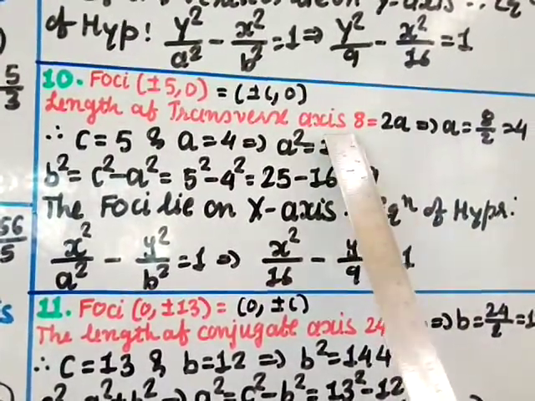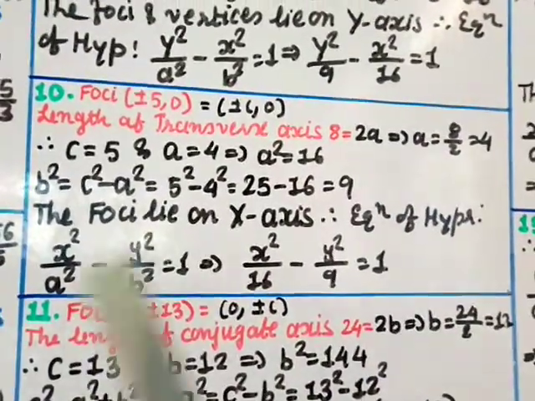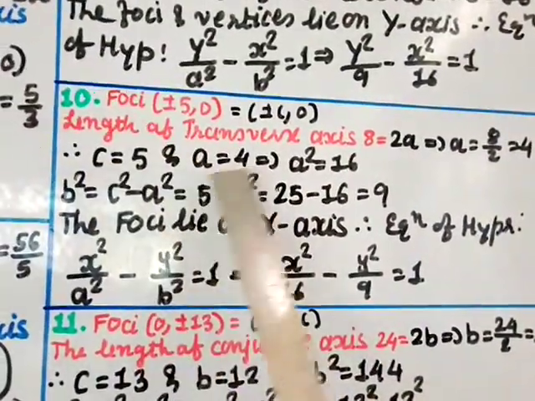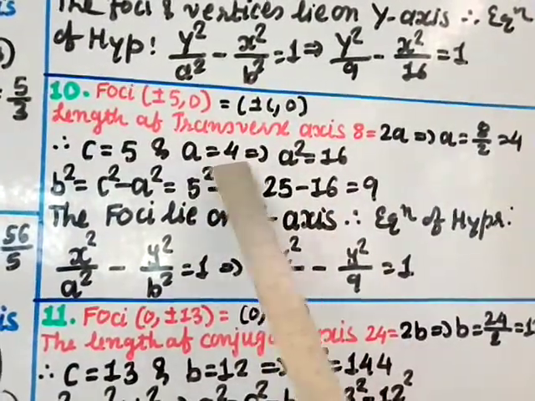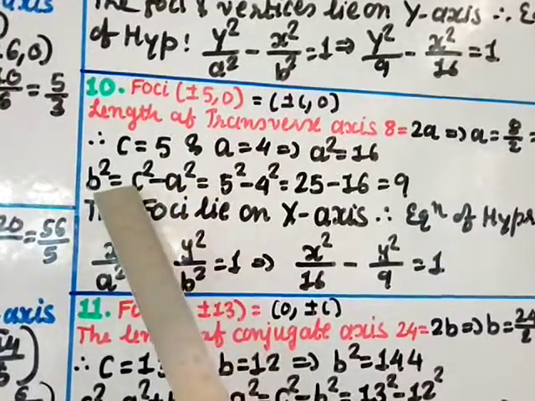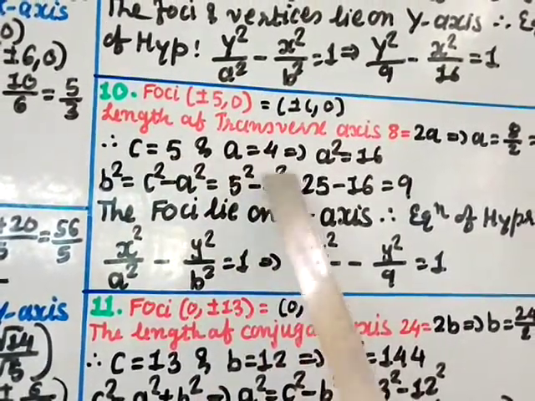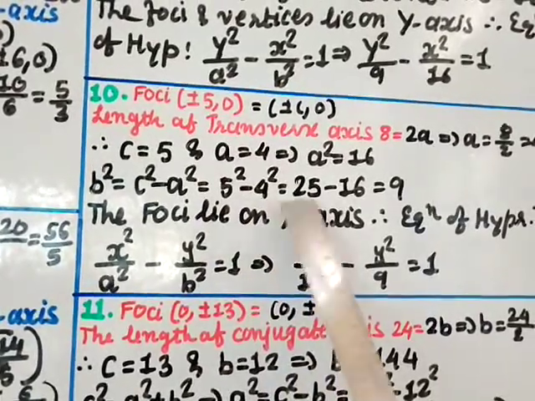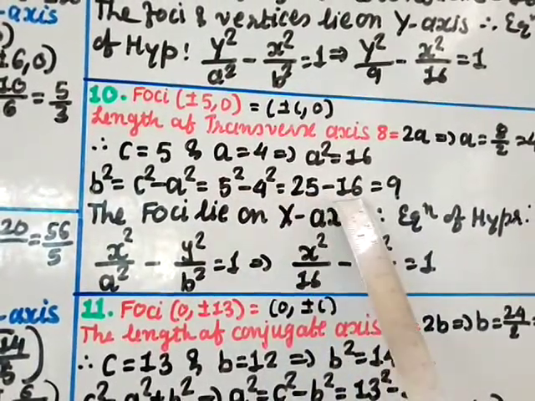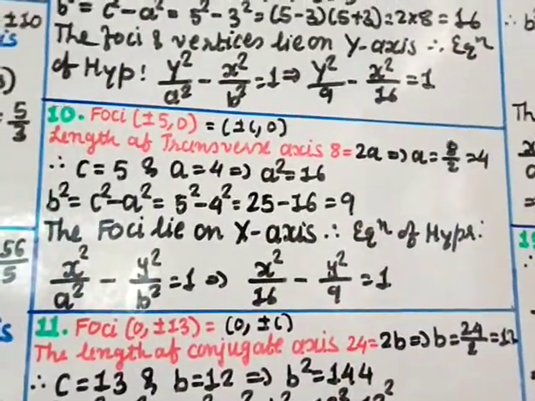So 2 transfer over here, so you get a value equal to 8 by 2, cut by 2, so a value is 4. So here c value is 5 and a value is 4. Square this, so a square is equal to 16. b square equal to c square minus a square. c value is 5, so 5 square minus a value is 4, so 4 square. 5 square is 25 and 4 square is 16. 25 minus 16 gives you 9, or else use how I have been using a square minus b square.